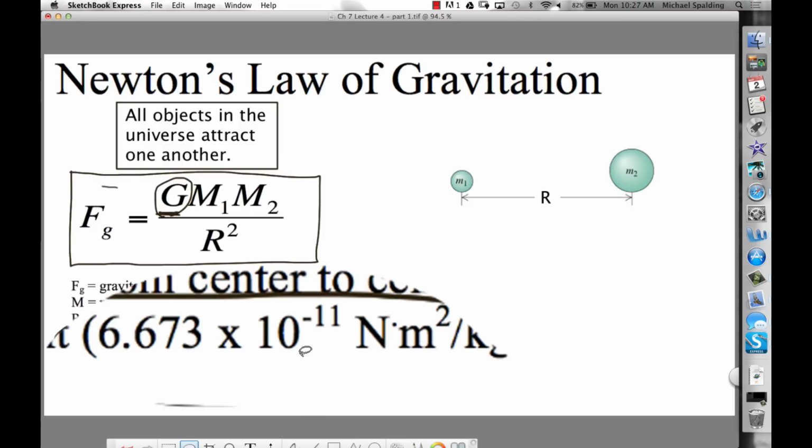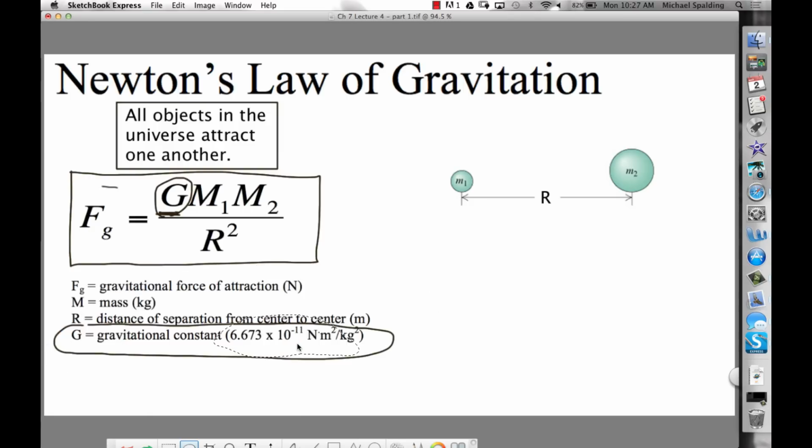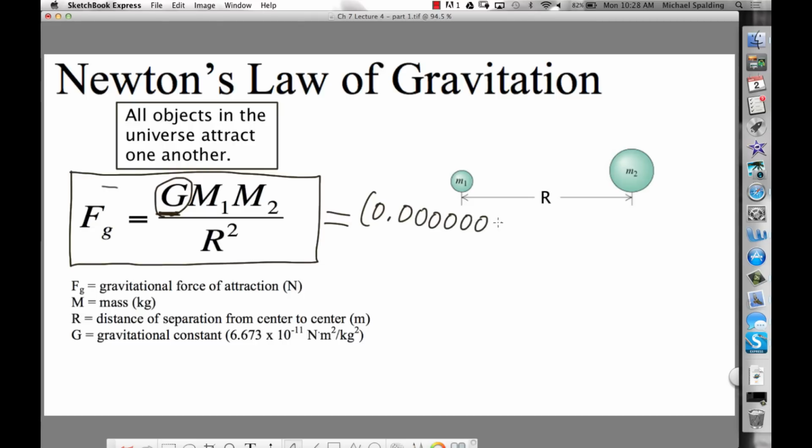6.673 times 10 to the negative 11. So let's say we got two small objects, a 1 kilogram mass and a 1 kilogram mass, separated by 1 meter. You're not going to notice the force of attraction because, look, when you plug into this equation, the gravitational constant is 6.673 times 10 to the negative 11 Newton meter squared over kilogram squared.